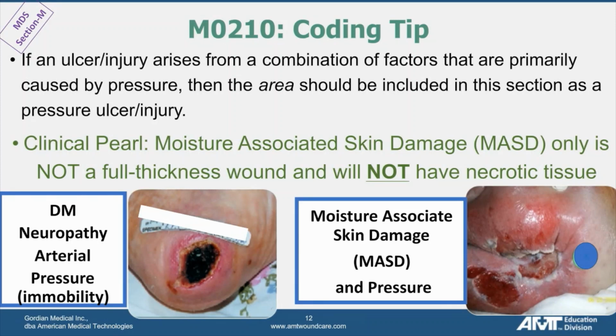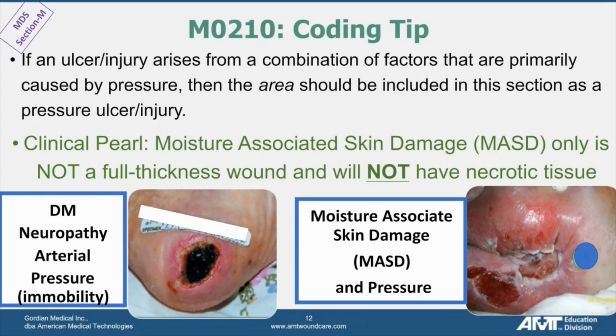We want to call this heel pressure ulcer arterial insufficiency because we won't get an F tag. CMS understands that. I understand that. You understand that. However, that arterial insufficiency made the skin more vulnerable. That is not the primary etiology. The primary etiology has to do with immobility.